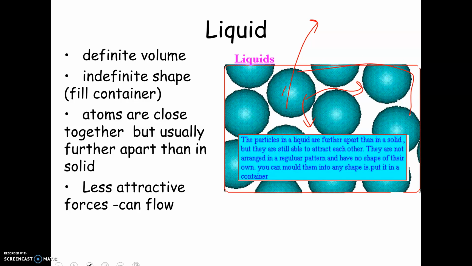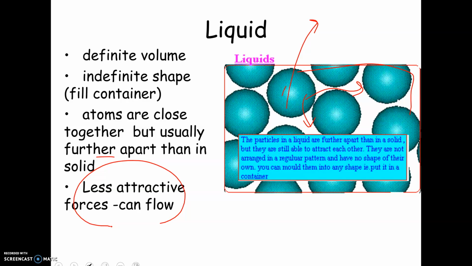Now, they have a definite volume. For example, I can measure out 100 milliliters of water, and that amount would be a definite volume. But they don't have a definite shape. If I pour it into a beaker, and then I pour it into a test tube, and then I pour it onto the floor, it's going to sort of spread out and take the shape of that container. Again, the atoms are close together. For the most part, in a liquid, they're further apart than they are in a solid. But the most important thing is that they're not stuck in place vibrating. They now actually have the ability to flow.